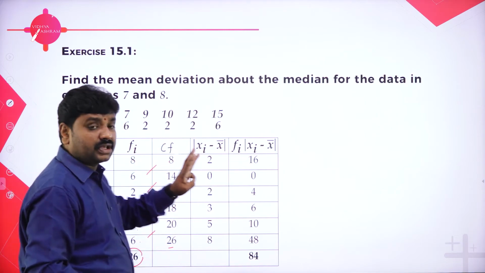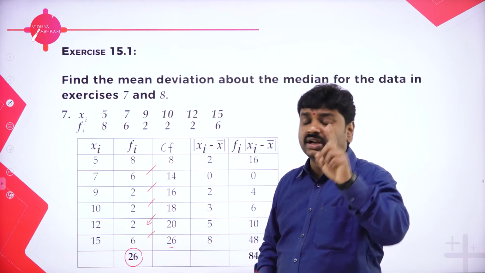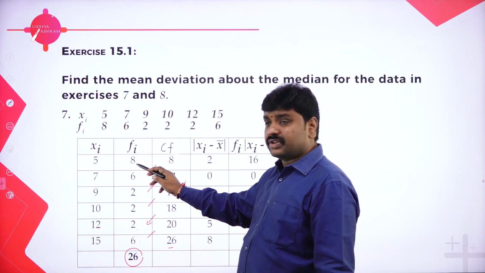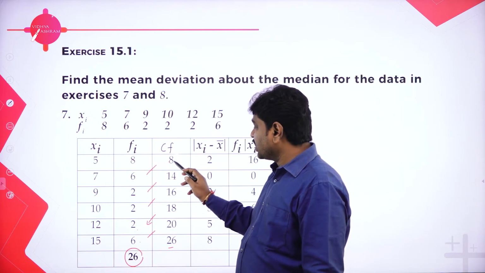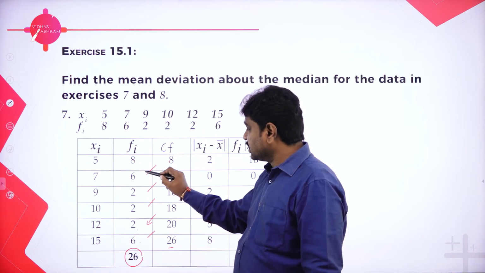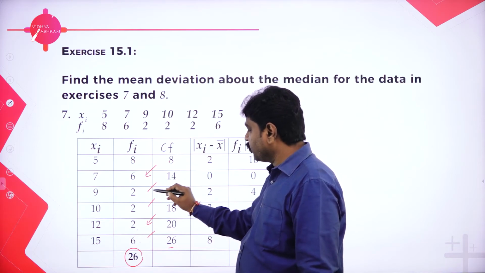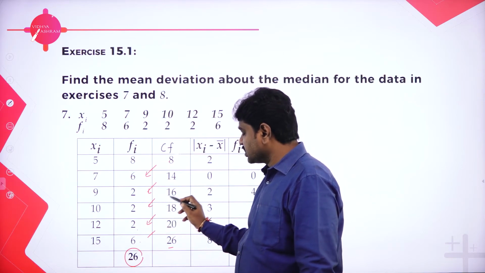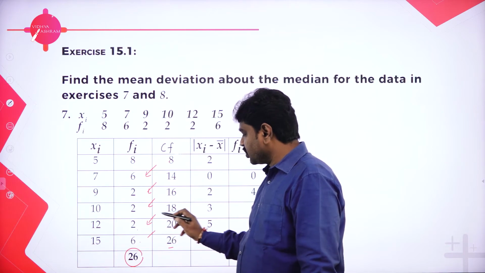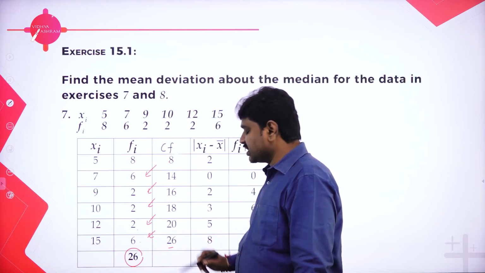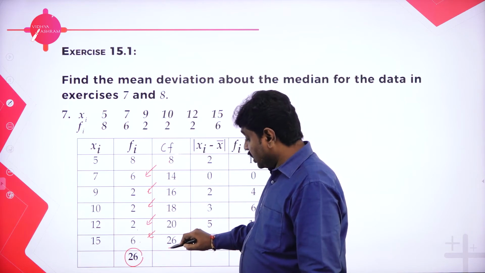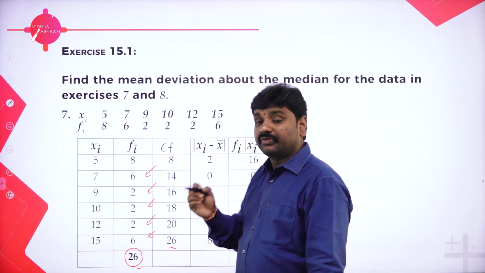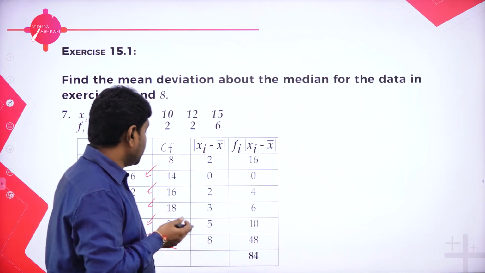So, what is the third column? If they ask you to find mean deviation about median, you should make cumulative frequency. First frequency you write as it is. Then for this you add the next frequency. 8 plus 6 is 14. For 14 you add the next one. 14 plus 2, 16. For 16 you add this, 18. For 18 you add this. 18 plus 2, 20. For 20 you add this. 20 plus 6, 26. And remember, the last entry of cumulative frequency and sum of frequencies should be same. Otherwise, check, somewhere you would have done wrong. If one entry is wrong, you will not get the answer.